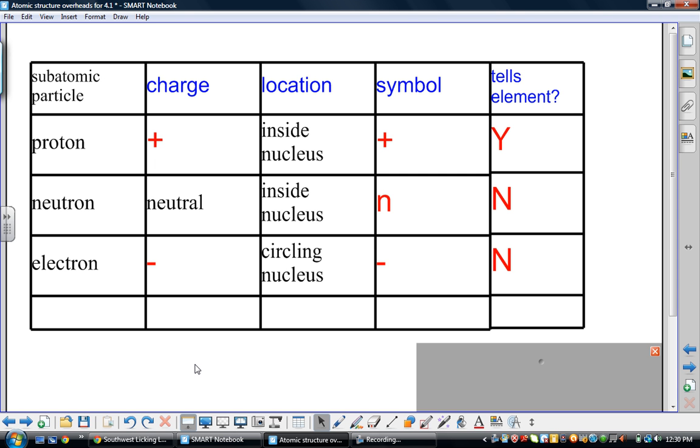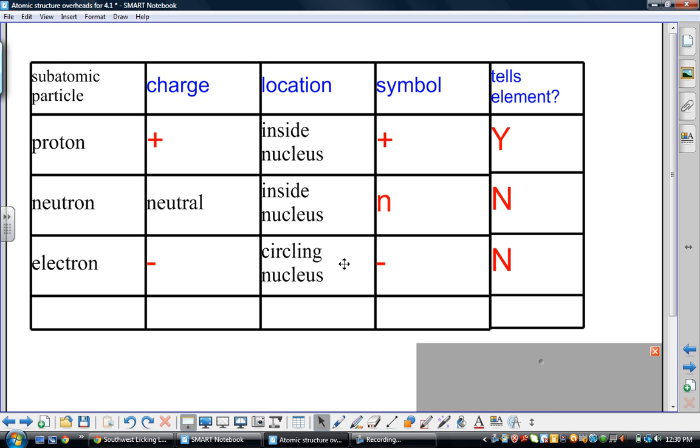We have to start with looking back at the subatomic particles, and this is a review for the students. They learned this in junior high. The three subatomic particles they need to be familiar with are protons, neutrons, and electrons. Protons have a positive charge, electrons have a negative charge, and neutrons are neutral. Protons and neutrons are both located inside the nucleus of an atom, and that's just in the center.